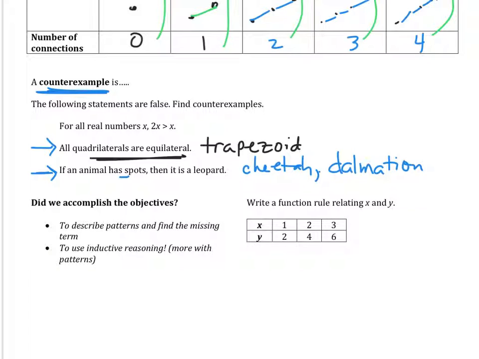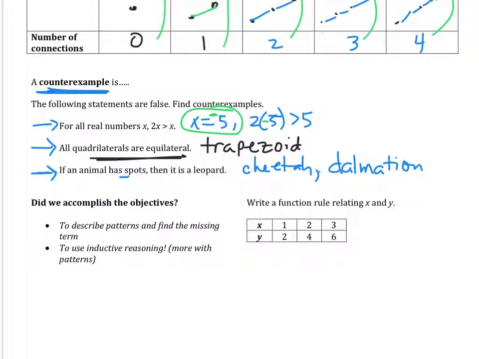Okay, the last one, the tricky one. For all real numbers x, 2x is greater than x. So what it's saying is that, let's say x is equal to 5, that 2 times 5 is greater than 5. And that's going to be true, right? So what would make it not work? Well, what if we made it negative 5? So 2 times negative 5 is negative 10. Negative 10 is not greater than 5. So that would be your counterexample. Your counterexample would be x is equal to negative 5.